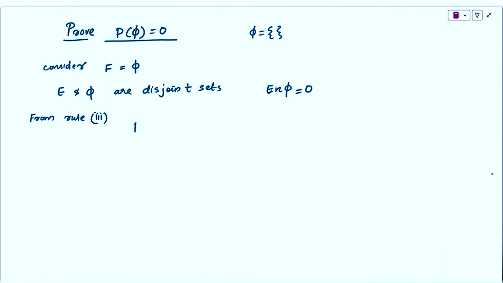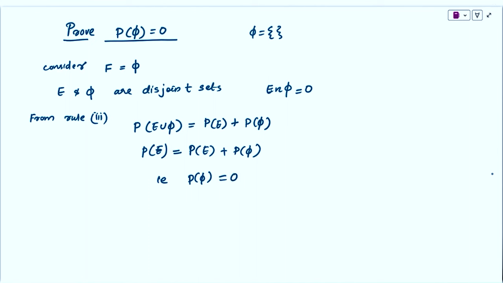Then from rule 3 we have the property: P of E union Phi is equal to P of E plus P of Phi. And we know that E union Phi is E, so P of E is equal to P of E plus P of Phi. That is, P of Phi is 0. Hence proved. It is a consequence of rule 3. So hence proved, P of Phi is equal to 0.